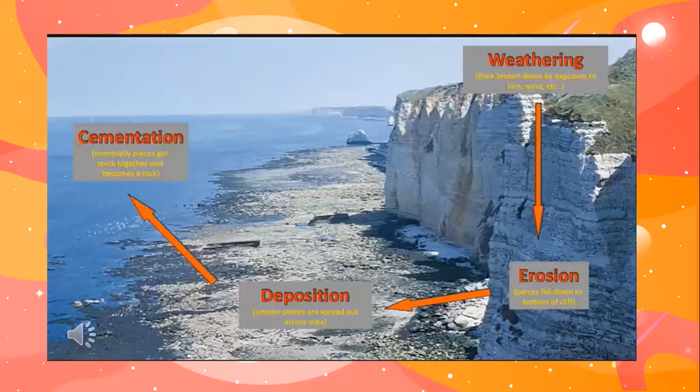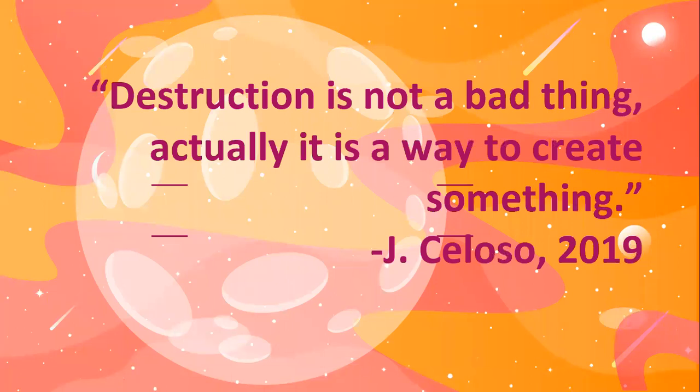Here's the process of sedimentation. Exogenic and endogenic processes are both destructive and constructive. Destruction is not a bad thing. Actually, it is a way to create something. Both endogenic and exogenic processes might sound very bad, right? But those processes allow for the formation of the planet that we know today. It also allows us to live. Though they are both destructive, they have the ability to create, to construct another being or another landform.